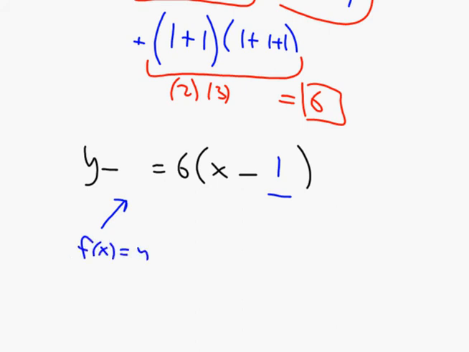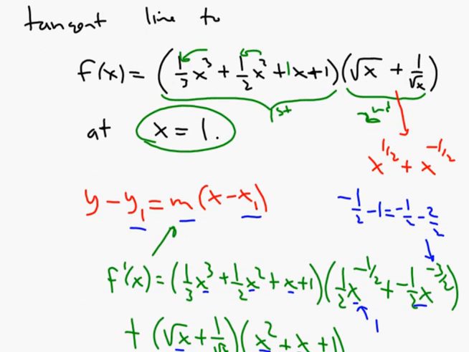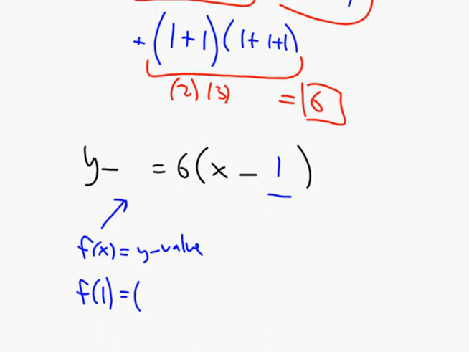f of x gives us a y value. So we just need to find f of 1. So we're going to plug 1 everywhere in that original function. If you did that, you'd have 1/3 plus 1/2 plus 1 plus 1, right? That would be 1/3, 1/2, 1, and 1. And then here, you're going to have square root of 1, which is 1, and 1 over the square root of 1. So this ends up being 1/3 plus 1/2 plus 1 plus 1 times 1 plus 1.